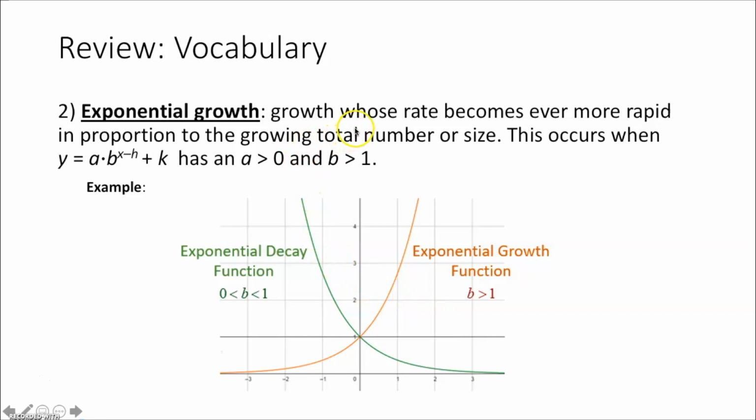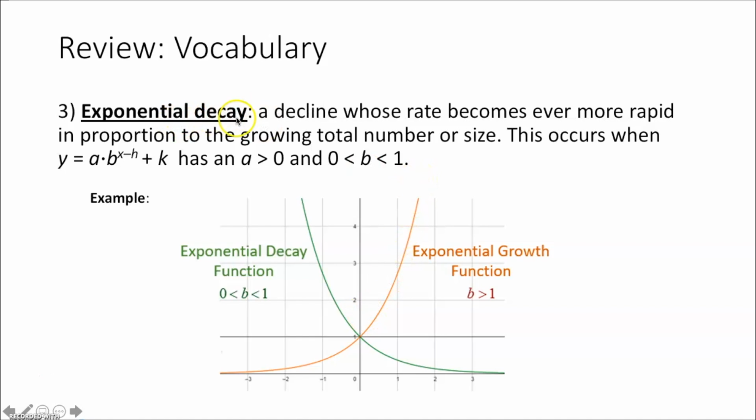Next thing we're going to do is review exponential growth. That's growth whose rate becomes ever more rapid in proportion to the growing total number or size. This occurs when y equals a times b to the x minus h plus k has an a greater than 0 and a b greater than 1. So here you can see our orange graph represents exponential growth. As your x values increase, your y values increase exponentially.